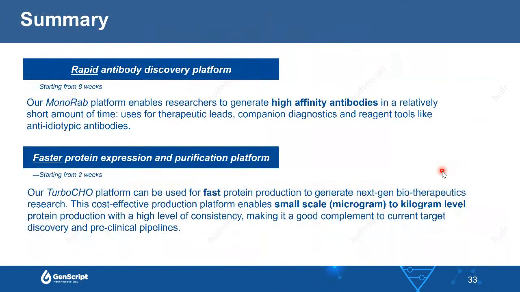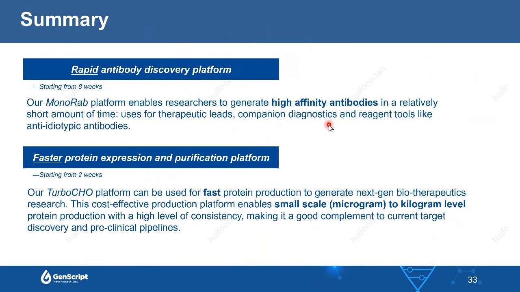In summary, we are able to provide a rapid antibody discovery platform. Our MonoRab platform enables researchers to generate high-affinity antibodies in a relatively short amount of time, used for therapeutic leads, companion diagnostics, and reagent tools like anti-idiotype antibodies.